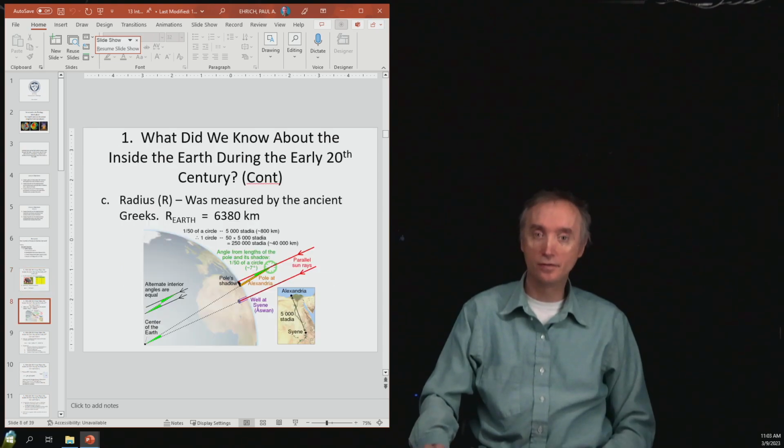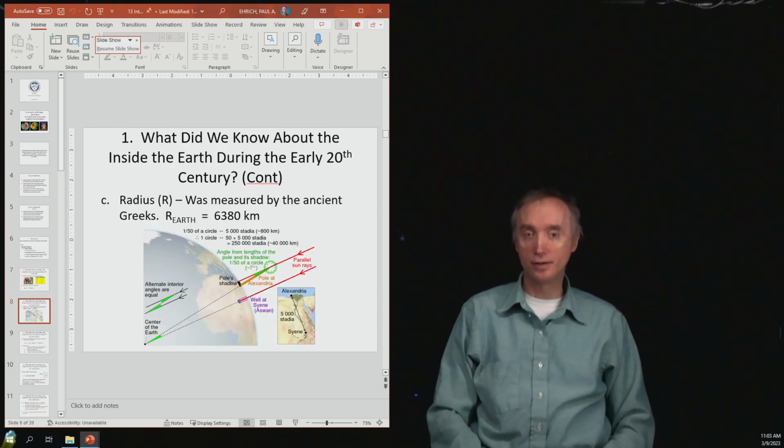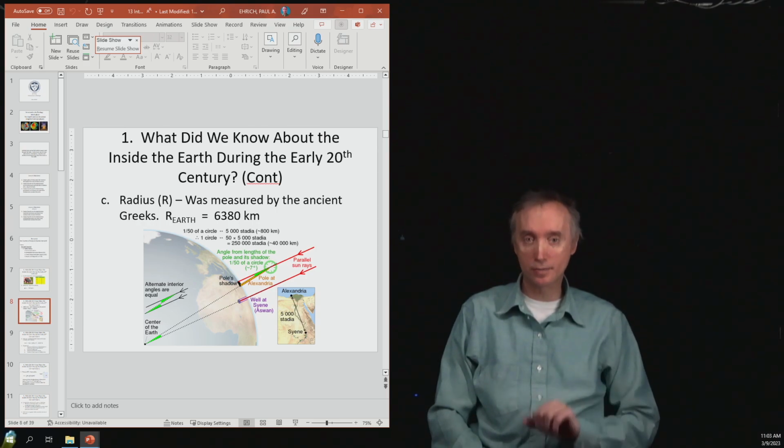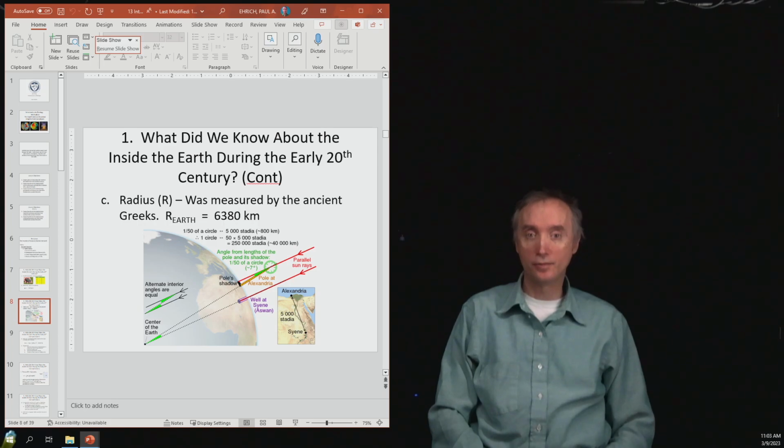Okay, the next piece of evidence or knowledge that we knew was the radius of the Earth. And so the earliest measurement of the radius of the Earth was done by the ancient Greeks. And so what they noticed was that on a certain day of the year, sunlight would go straight down a well and you could see the bottom of the well. But yet, if you moved away from that well, 50 kilometers or so, that same sunlight at the same time would not go down the well. So you would not be able to see the bottom of the well.